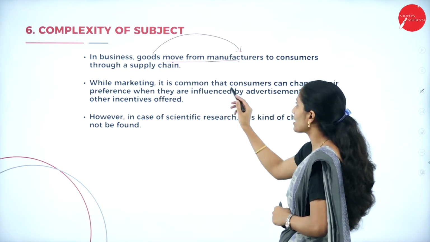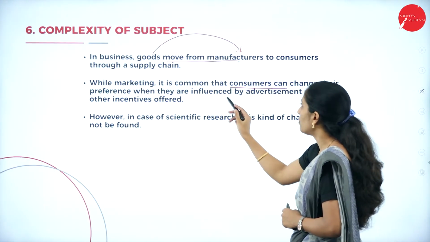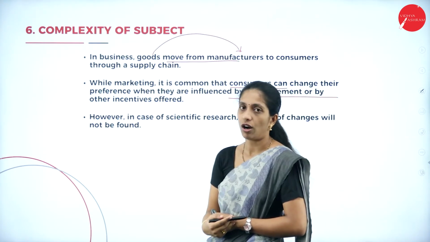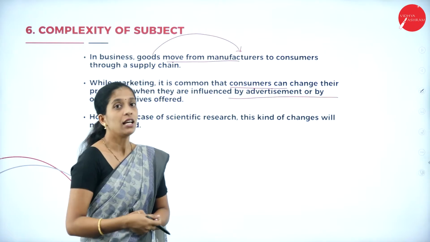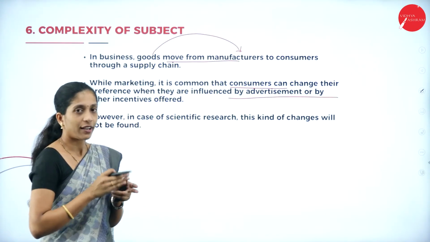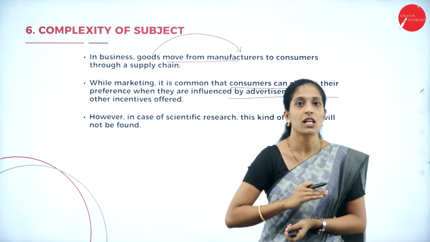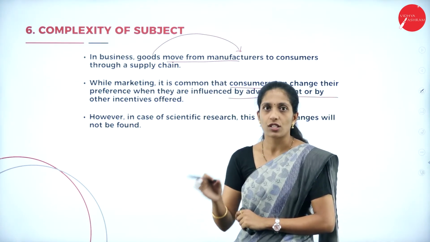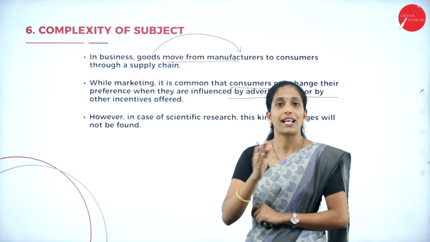While marketing, it is common that consumers can change their preference when they are influenced by advertisements or any other incentives offered. This also mainly relates to human behavior. Once the production is done, the products which have been produced have to reach the ultimate consumer. During that duration, the consumer's preference may also change on the other side.